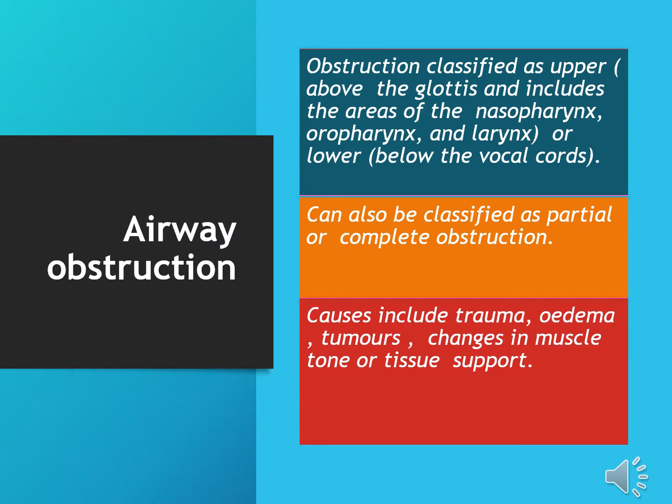Airway obstruction is classified as upper and lower. Upper is above the glottis, and lower is below the vocal cords. It can also be classified as partial and complete obstruction. The causes of obstruction include trauma, edema, tumor, or change in muscle tone or any tissue support.